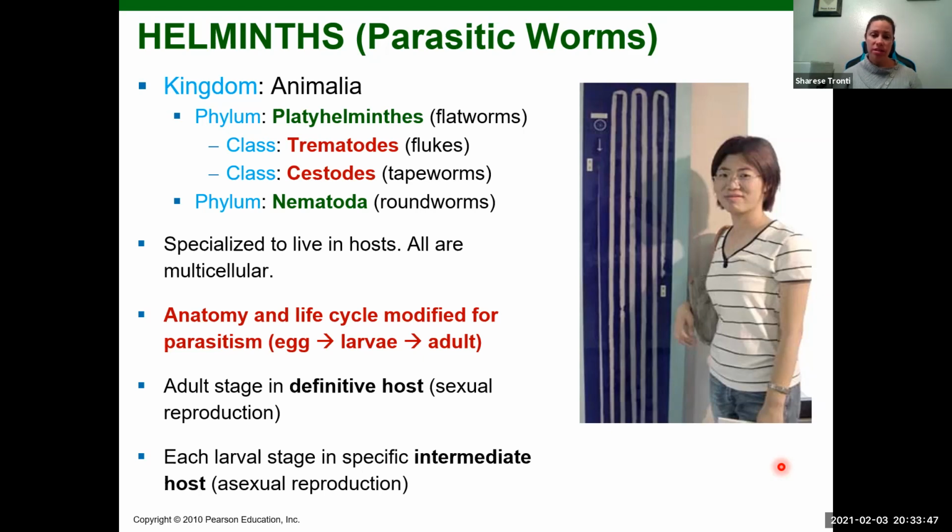We will quite often see definitive and intermediate hosts with the helminths. Definitive, remember, is where sexual reproduction occurs. With the helminths, it's the adult stage that carries out sexual reproduction. That makes sense, right? So this is carried out in the definitive host. The larval stage is what we're going to see inside of the intermediate host.